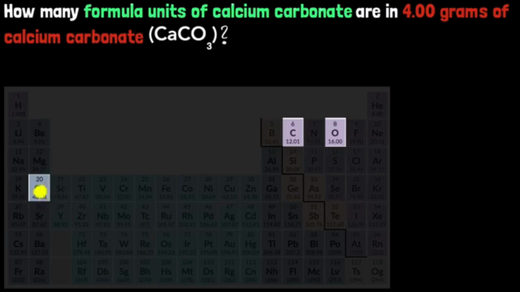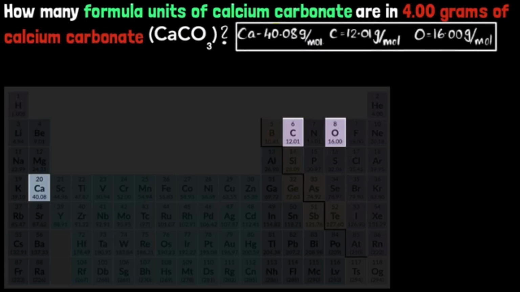Remember that mole is a conversion from u to grams, okay? So I know the molar mass of calcium. It's 40.08 grams per mole. Similarly, carbon, 12.01 grams per mole. Oxygen, 16 grams per mole.